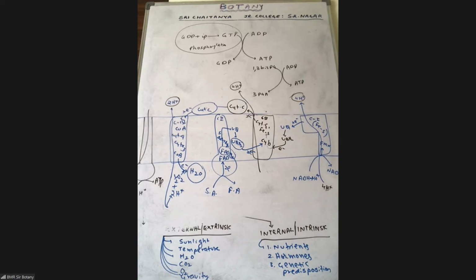If it is pyruvic acid, it will be 15. One more NADH is added. One more NADH we have, so 12 plus 3. For pyruvic acid, we take it as 15, provided you say it is in aerobic.